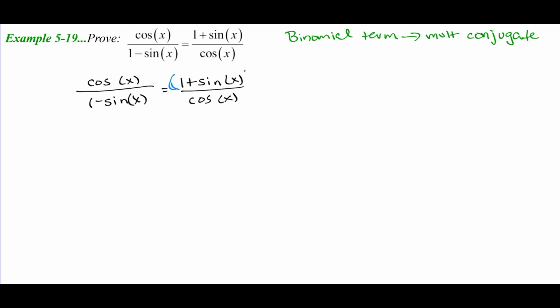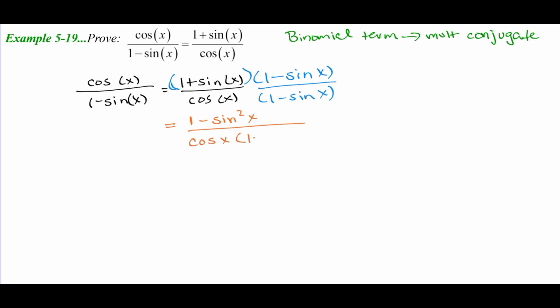So the conjugate of 1 plus sine x is 1 minus sine x. So if I do it to the numerator, I have to do it to the denominator. So then again, I'm going to leave the left side alone, so I'm just going to write the equal sign. So here I'm going to go ahead and multiply out this numerator. So we're going to have 1, the minus sine x and plus sine x are going to cancel out, and then minus sine squared of x over, and then my denominator is just cosine x times 1 minus sine of x.